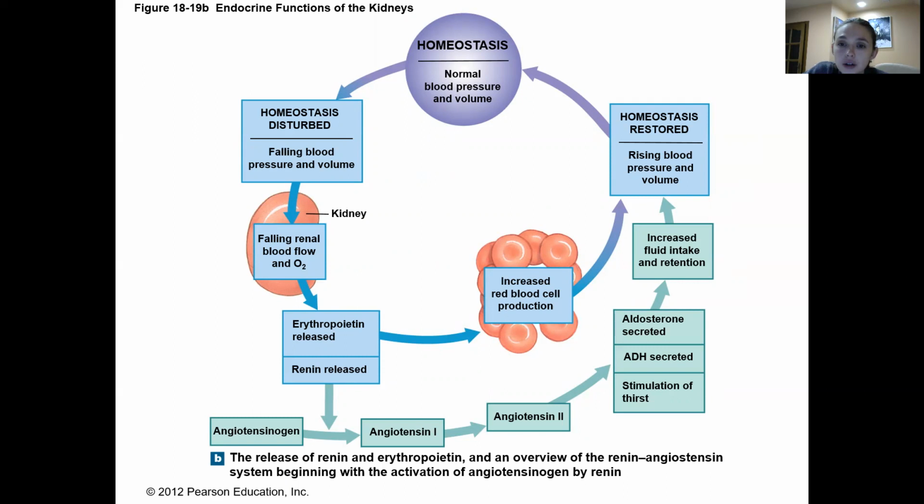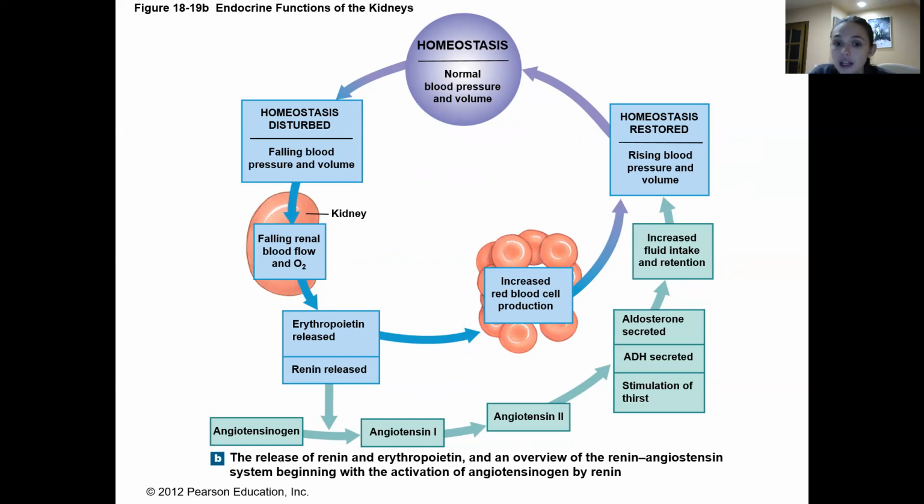Homeostasis according to the production of renin and the blood volume. When we have falling blood volume and blood pressure, this will be detected by the kidney: falling renal blood flow and oxygen delivery to the kidney. As a result, we have decreased blood pressure and decreased blood volume. The best example is a hemorrhage, where we lose blood volume and besides this we lose red blood cells, which are responsible for the delivery of oxygen.